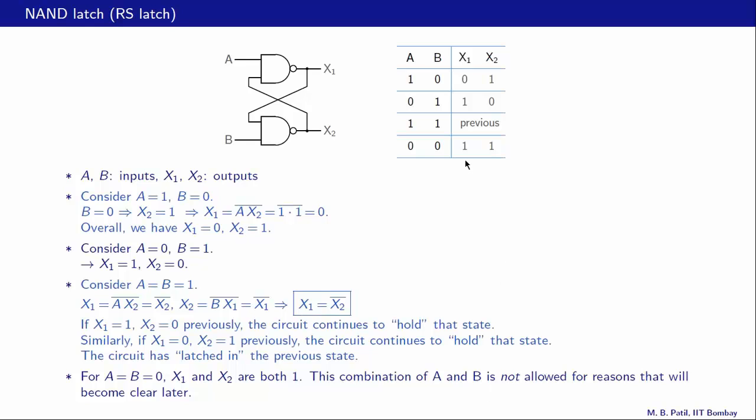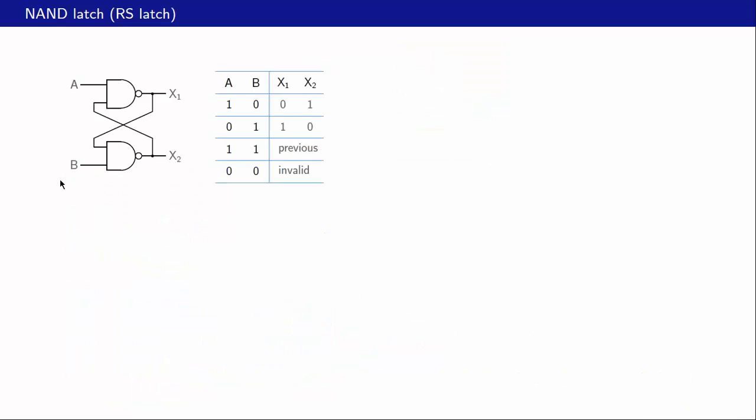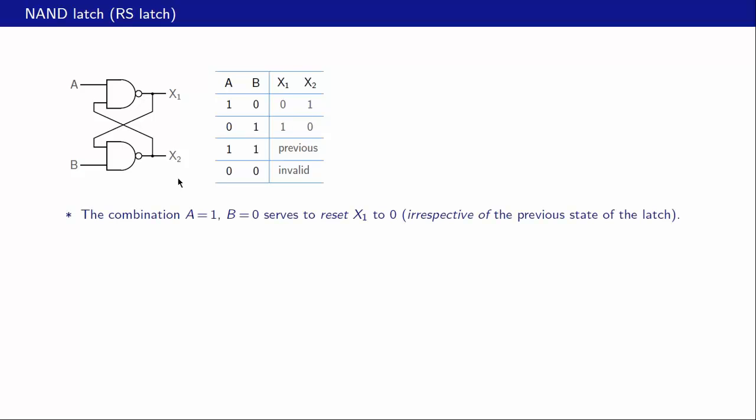Alright, so we have written 1, 1 here, but we should bear in mind that this combination is not really allowed. Now these names a, b, x1, x2 are not really used in practice. What we use in practice is some more meaningful names, and let us see what those are. And we start with some observations first.